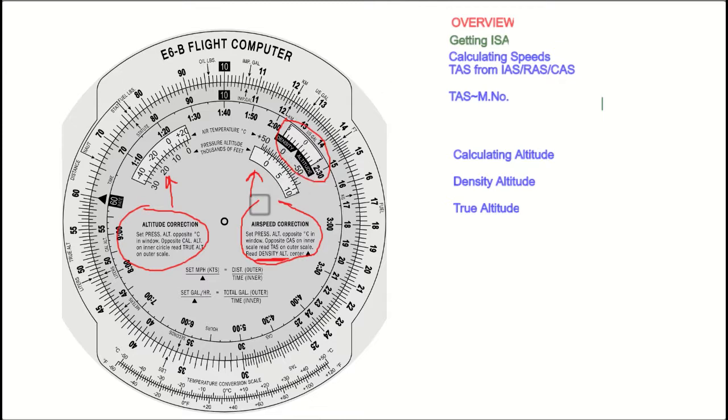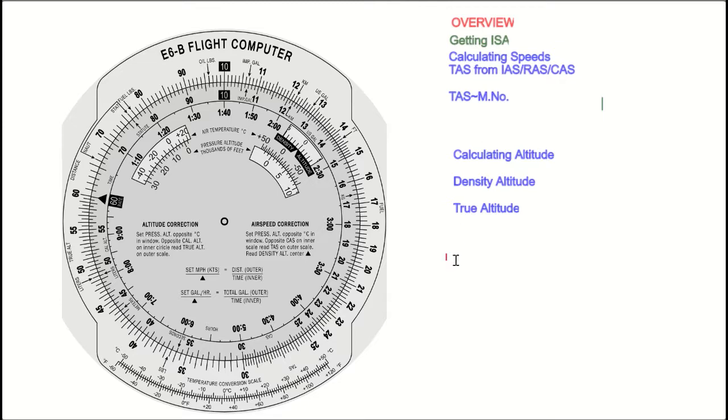And if you read here carefully, the instructions are also written. That is, for airspeed corrections, set pressure altitude opposite degrees Celsius in the window. Opposite CAS on the inner scale, read TAS on the outer scale, read density altitude at the center. So let's try to find out TAS from IAS with the given set of conditions.